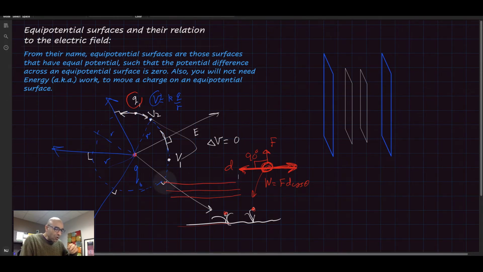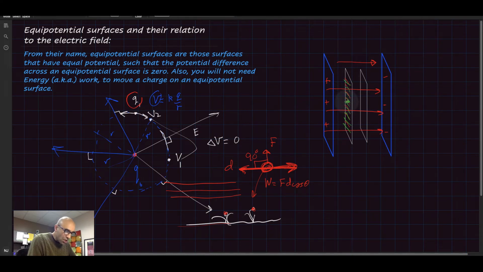Now, if we want to talk more about equipotential surfaces, let's look at this parallel plate capacitor. Let's say this plate here is positive and this one is negative. We know that the electric field lines go from the positive, or higher potential, to the negative, or lower potential. So we have electric field lines going this way. If you put a charge on an equipotential surface, let's assume this is an equipotential surface here.